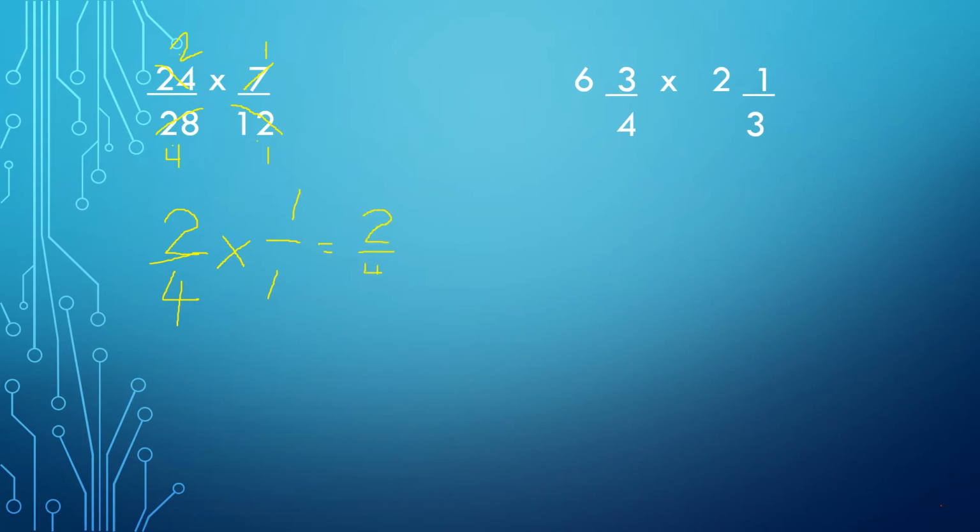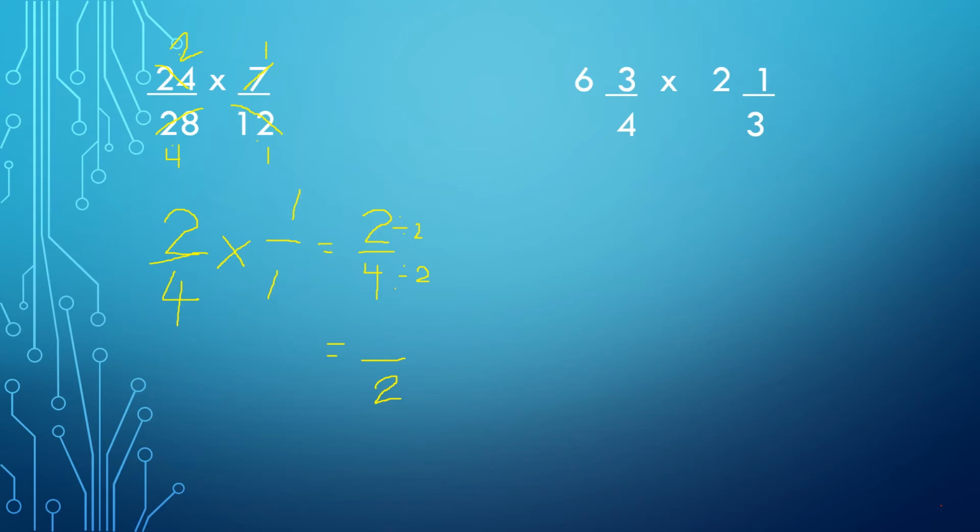And following the rules, this will give me 2 times 1 is 2 over 4 times 1 is 4. I can simplify this even further using GCF, and I will end up, after dividing by 2, with 2 divided by 2 is 1 over 4 divided by 2 is 2. So our final answer is 1/2.